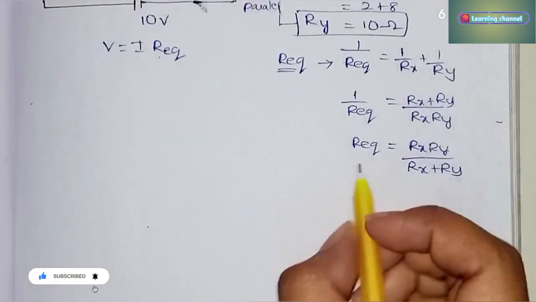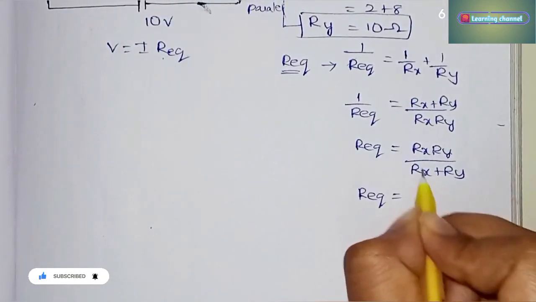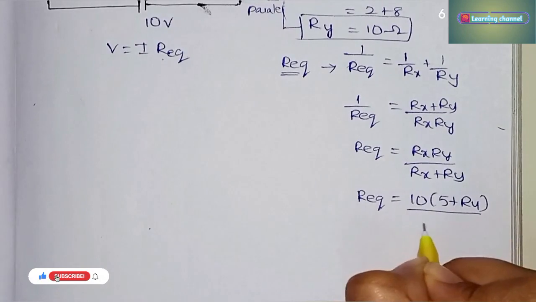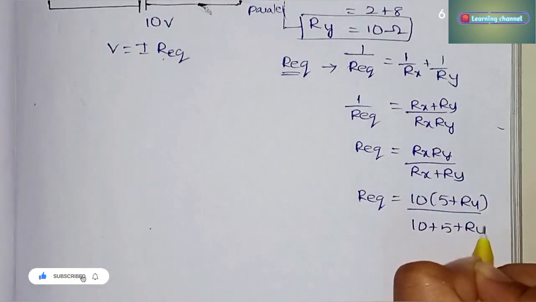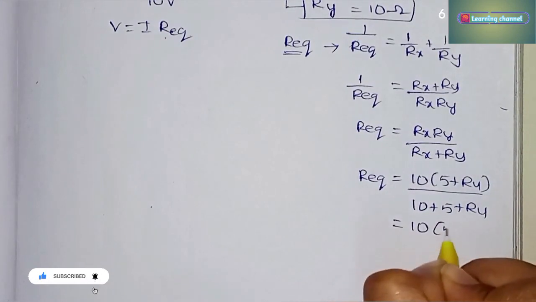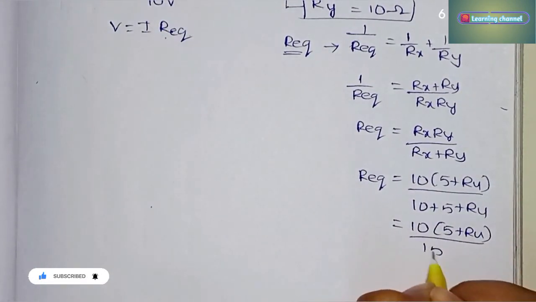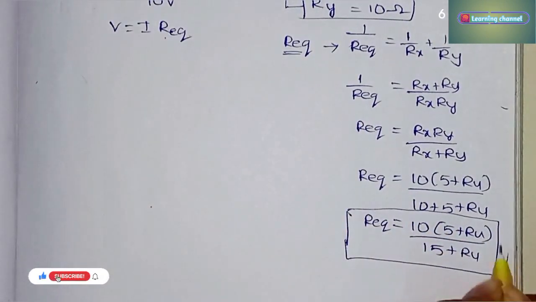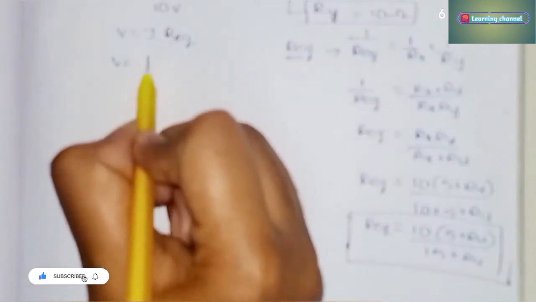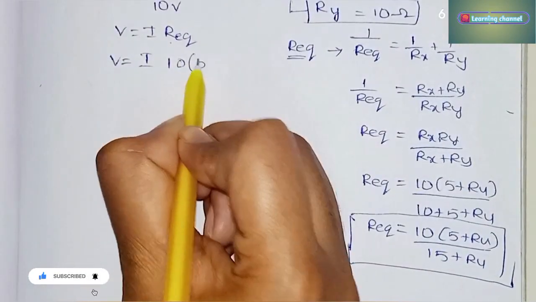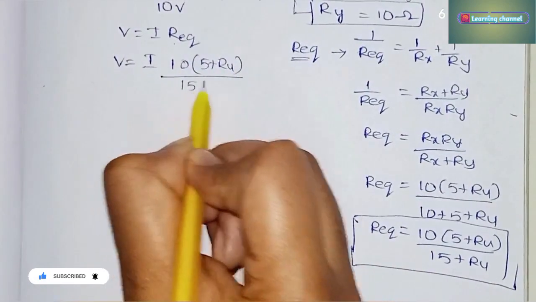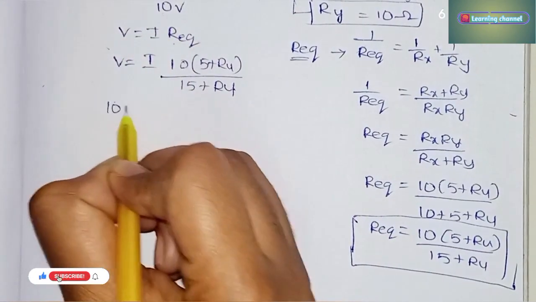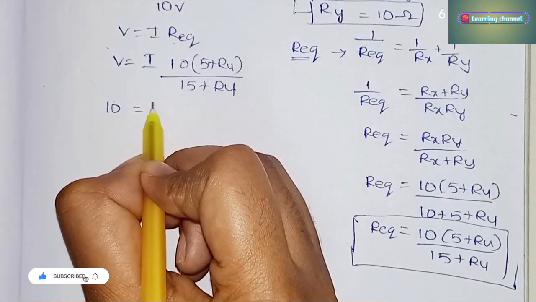So substitute the values. We have Rx into Ry, 10 into 5 plus R4, and Rx plus Ry is 10 plus 5 plus R4, that is 15 plus R4. So this is the R equivalent value. From this, V is equal to I into R equivalent, that is 10 into 5 plus R4 by 15 plus R4. What is the voltage value we have? 10.